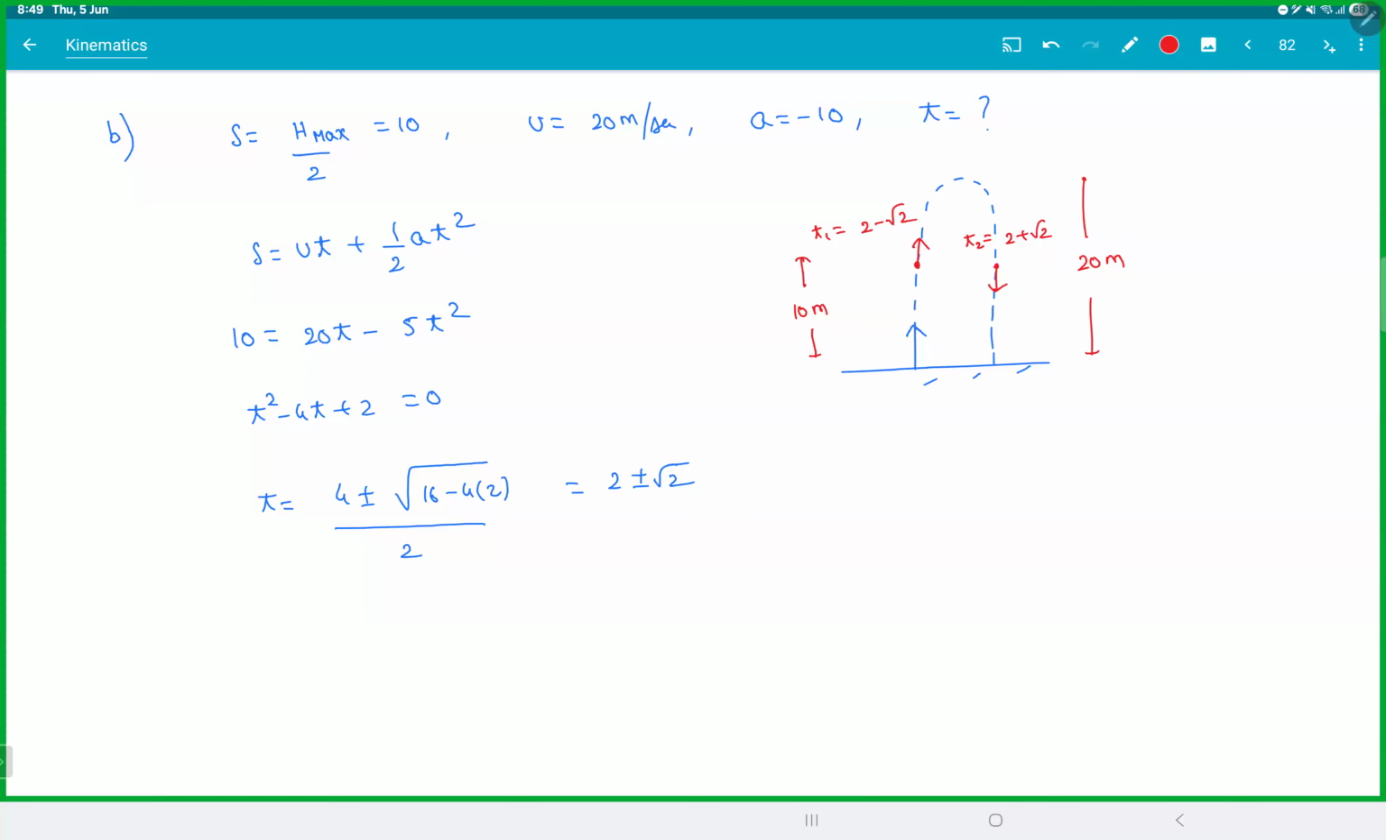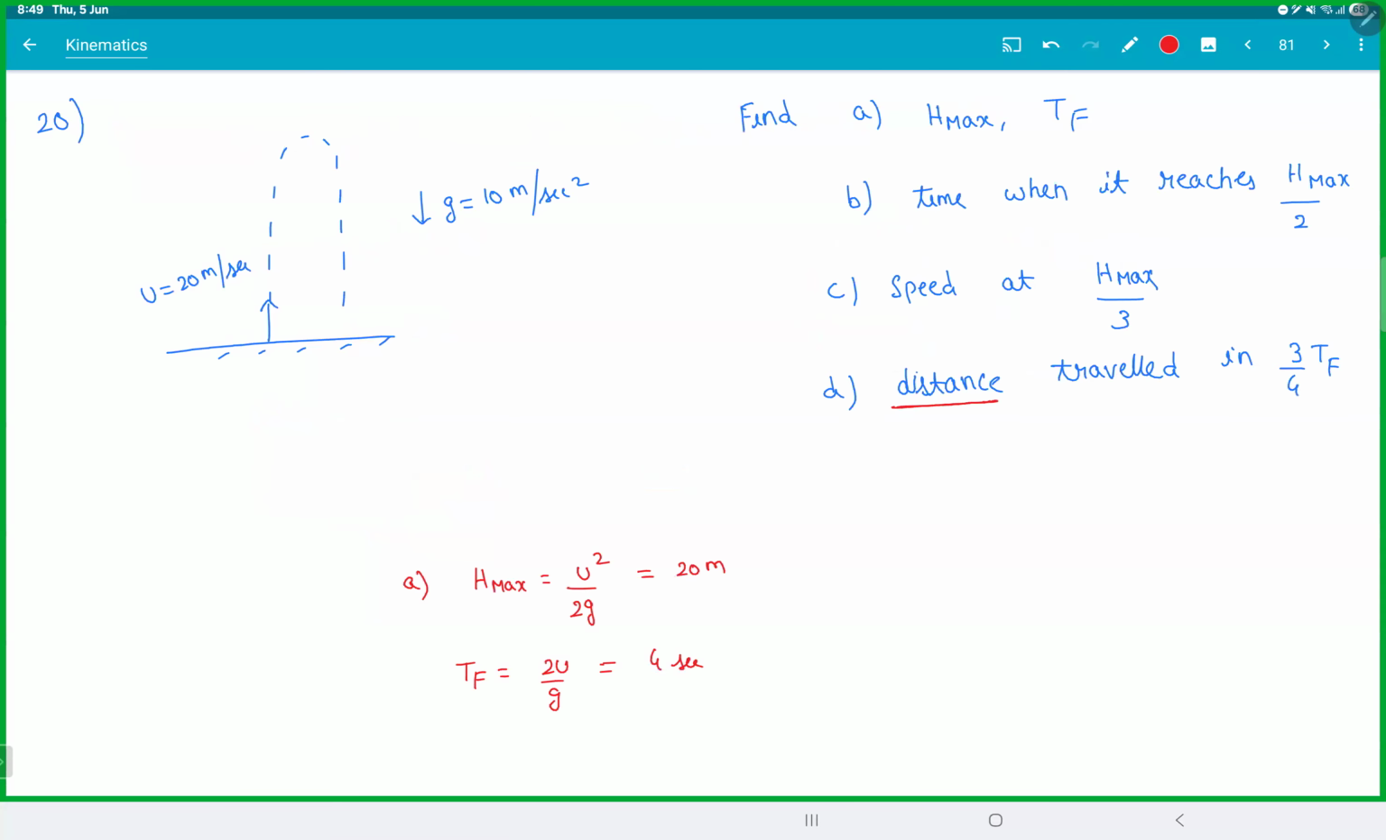H max by 2 is displacement, right? What is displacement? Initial to final position. 10 meters, right? The total height was 20. H max was 20. Half of it was 10 meters. S is displacement. Whether you go up or down, the displacement is that only. Right, Vanchika? Confused? You can just unmute and ask, what is your confusion?